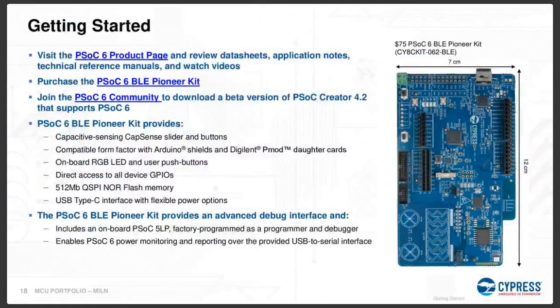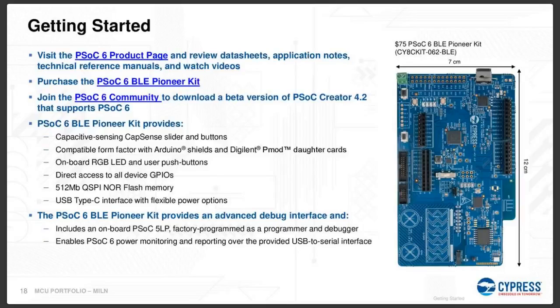Now, getting started. How do you get going on this? We do have on our website, www.cypress.com, there is a product page for PSoC 6. And part of the PSoC 6 product page, you have all the different data sheets. There's a variety of application notes. There are technical reference manuals. And we have a whole series of videos where we're demonstrating using PSoC 6 in its environment, how to set up different peripherals, how to connect to the Bluetooth. There are a lot of different videos for that.